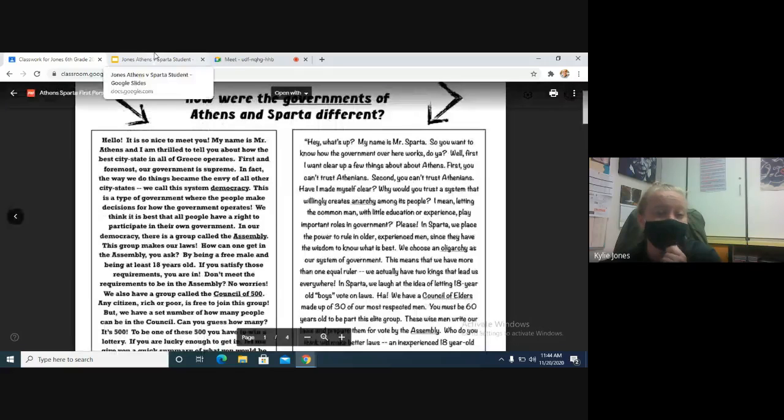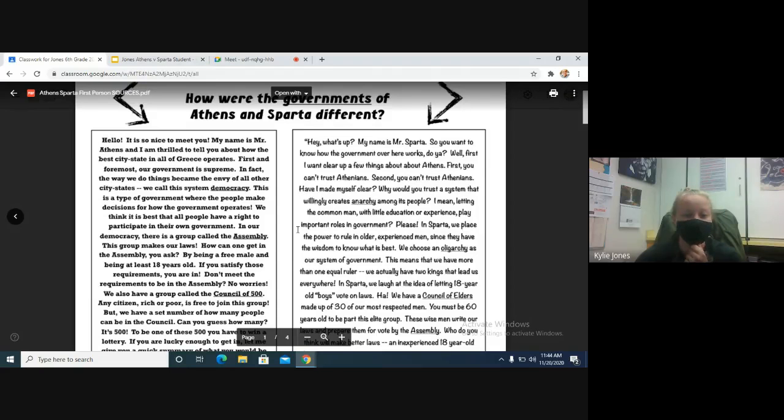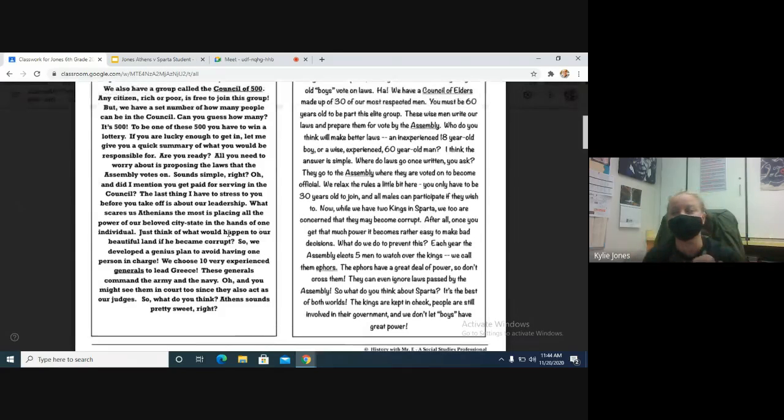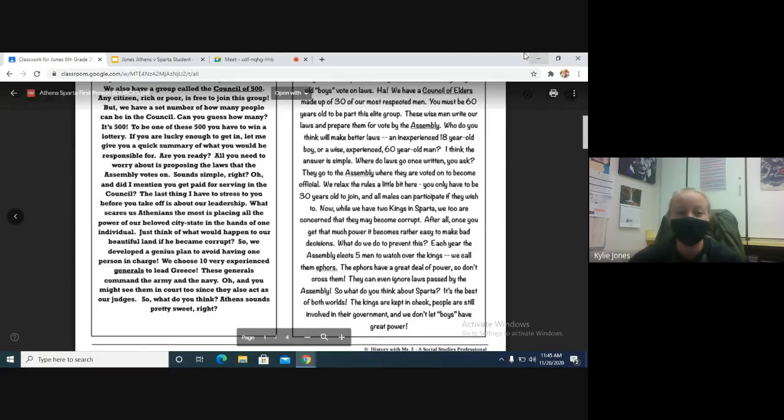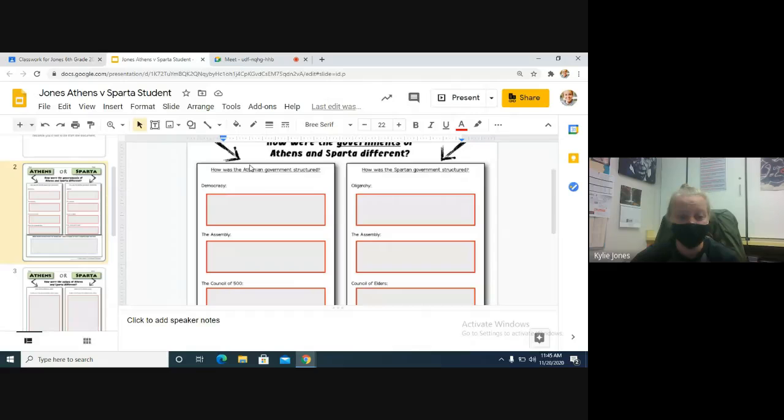So they have a very similar system to what we in the United States have right now in terms of a democracy. The assembly is basically like our Senate, where they have to pass the laws. The Council of 500 is kind of like the House of Representatives, where it's people from different states that represent their state. And then they have a few people in charge, those 10 generals, that make the supreme decisions. And that's kind of like our president, vice president, and all of that. So it's very similar to what we have in the United States right now.